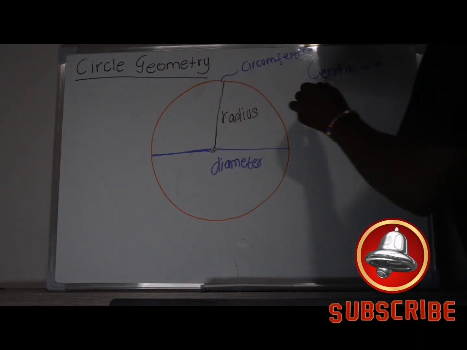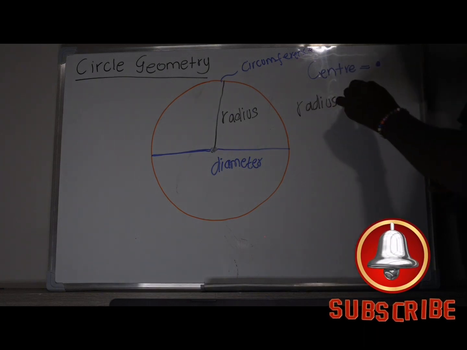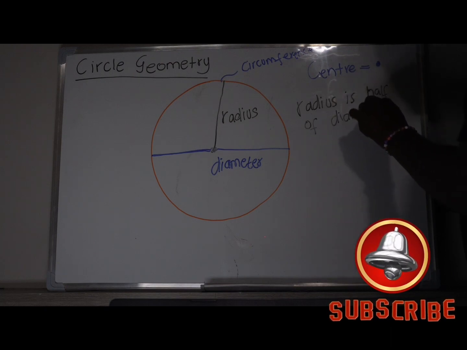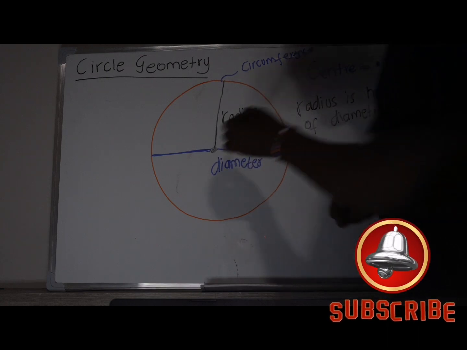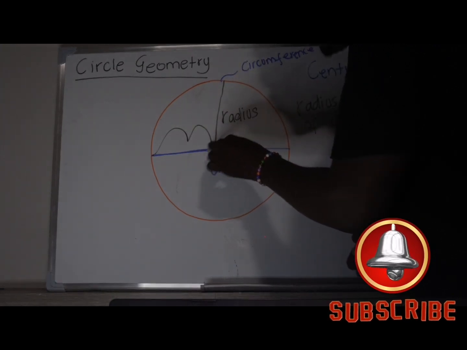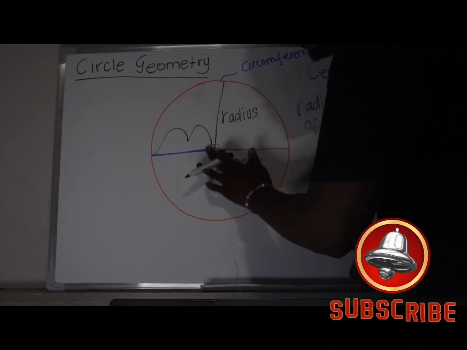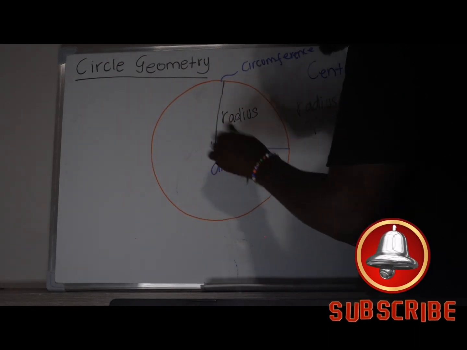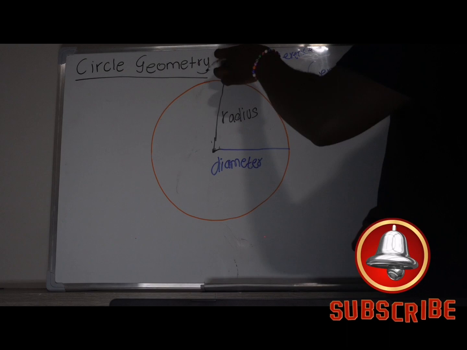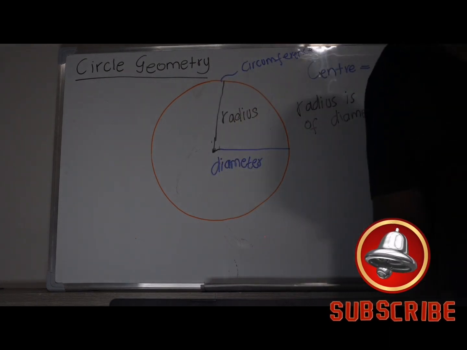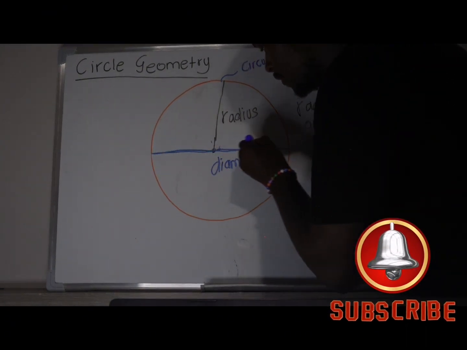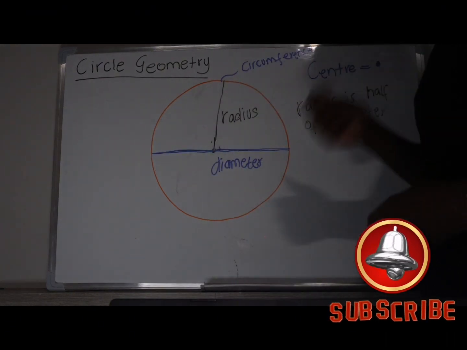A radius is half of the diameter. From here to here, radius. From here to here, radius. But once we involve another straight line from the center, it is the diameter. But once you have half of it, radius. That's what you need to know.